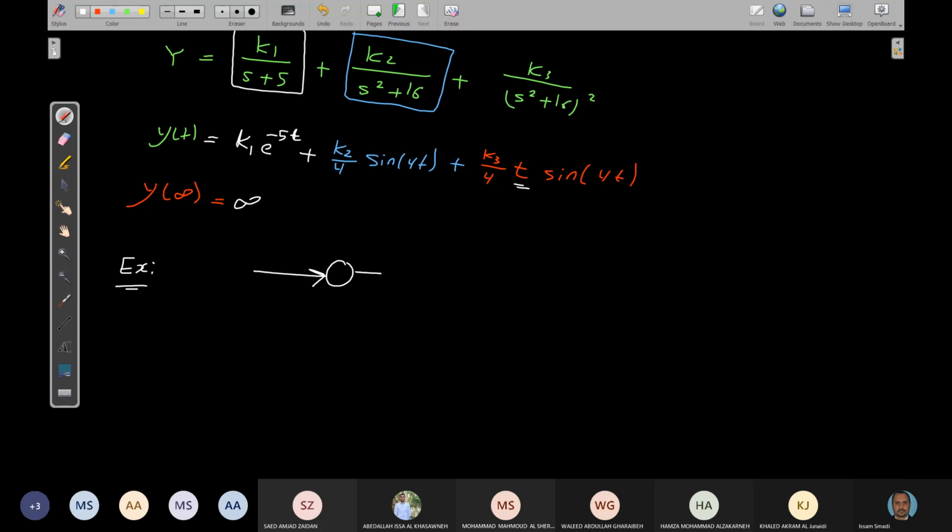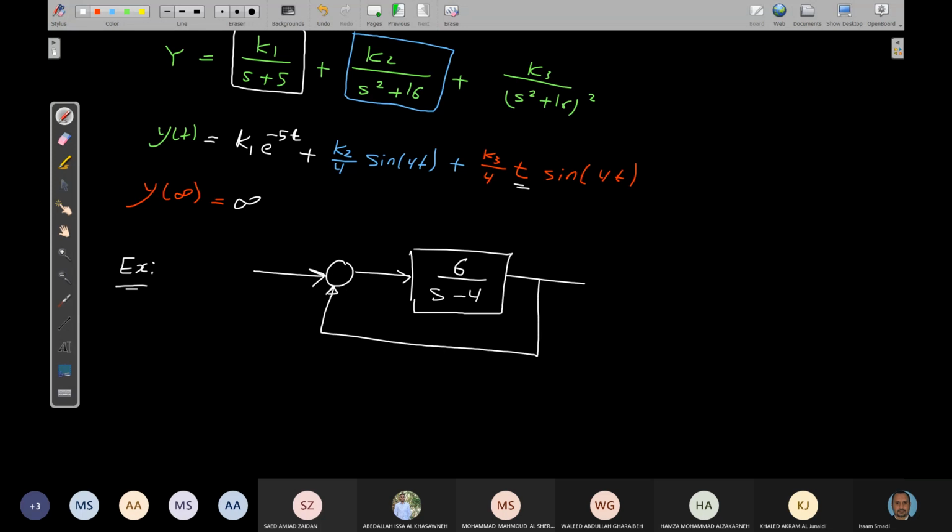Before finishing this lecture, let's take the following simple example to highlight a certain meaning. Let's assume here I'm having 6 over s minus 4, and here I'm having a negative feedback. This is R, this is Y. The closed loop system: stable, unstable, or critically stable?